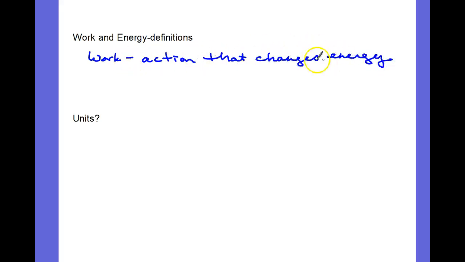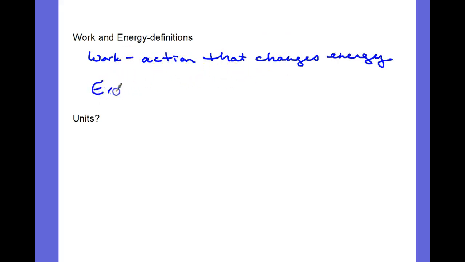Let's say work and energy. Energy is very difficult to define. Actually, physicists have a hard time defining energy because there's so many different kinds and it manifests itself in so many different ways. And so for me, it's easier to define work and energy sort of together. Work is an action that changes energy, and we'll have an equation for it in a few minutes and that will kind of clarify some stuff.